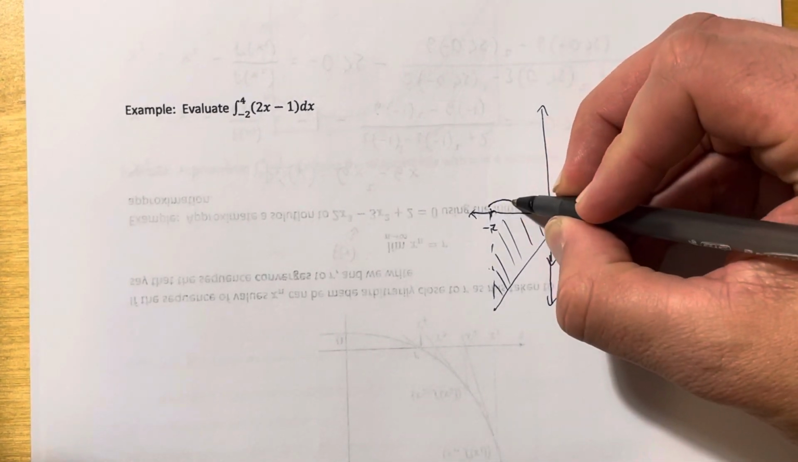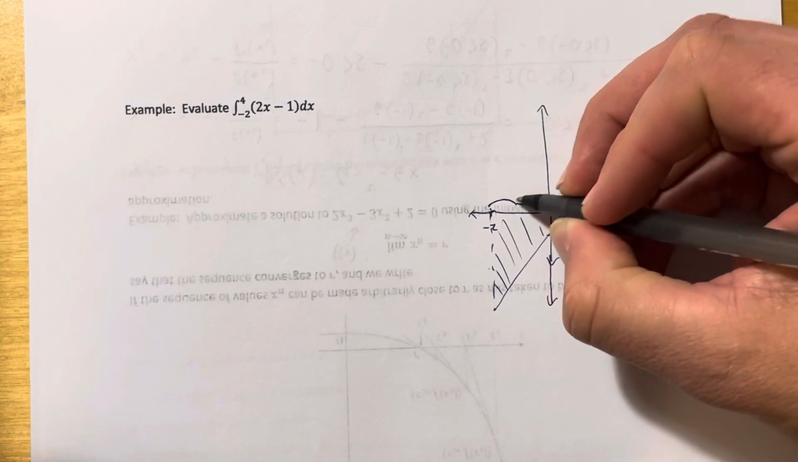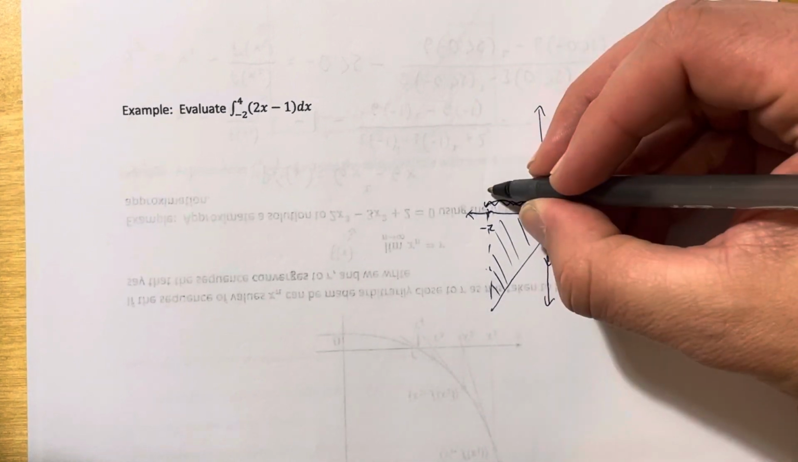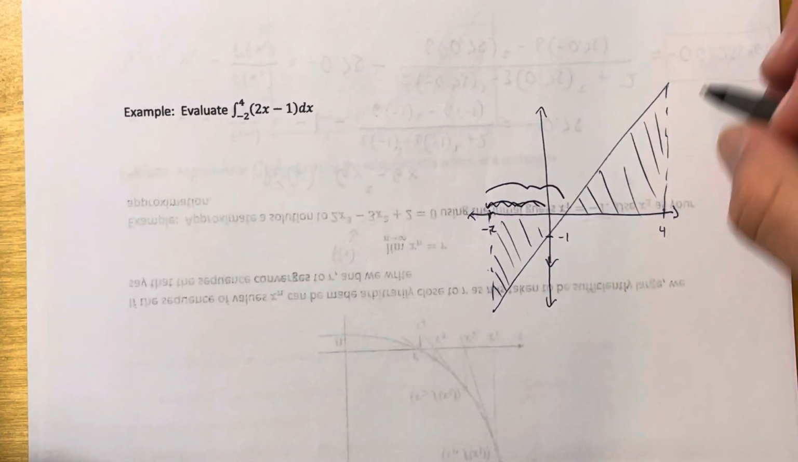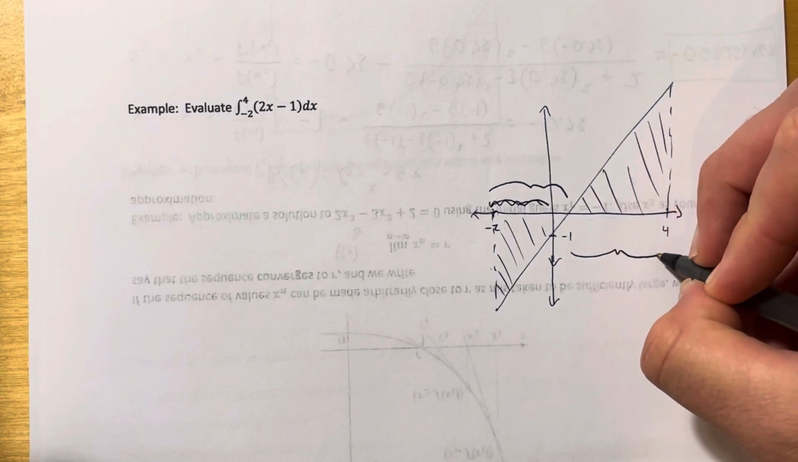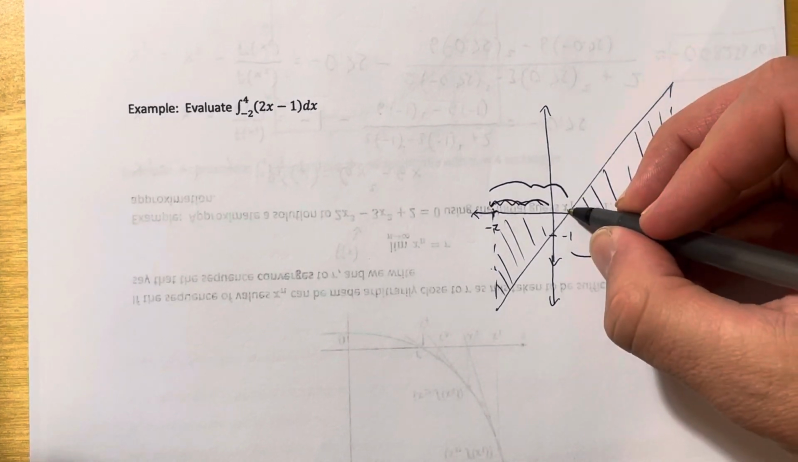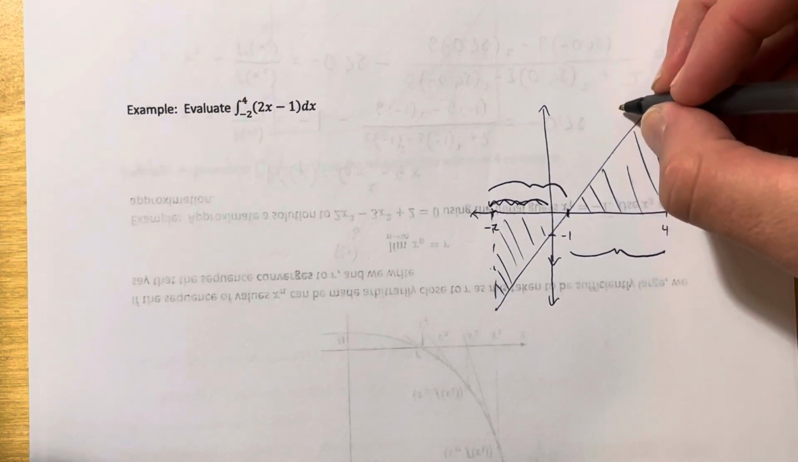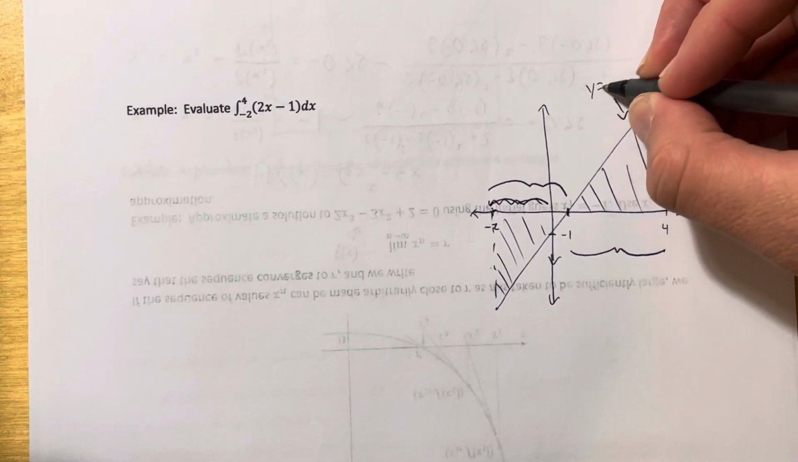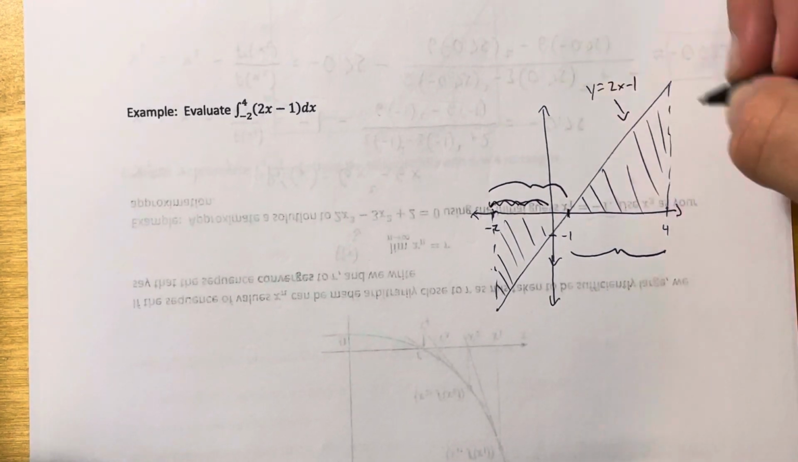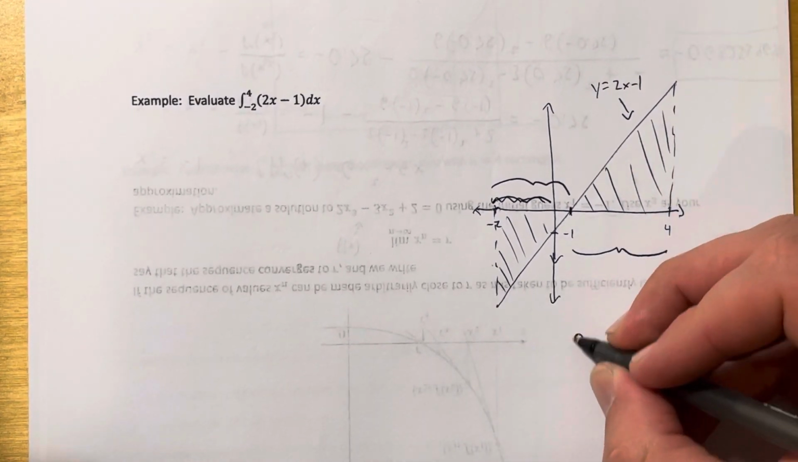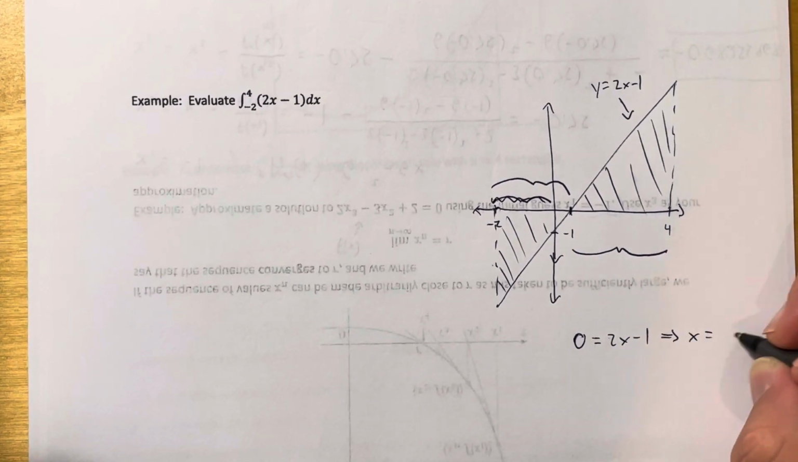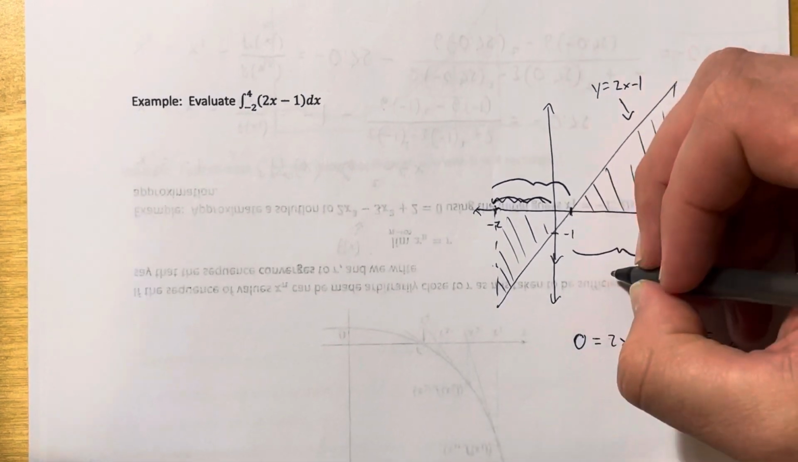Now notice here, the base of this triangle is this value here, whatever that comes out to be. The base of this triangle is right there. In order to determine what the base is, I need to know what the x-intercept of this function is. Y equals 2x minus 1. Finding that x-intercept is easy. You just set y equal to 0, which implies that x is equal to 1/2. So that right there is 1/2.